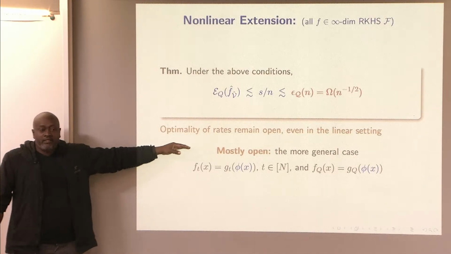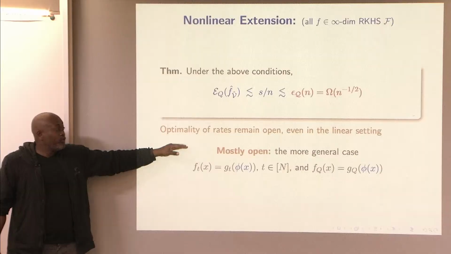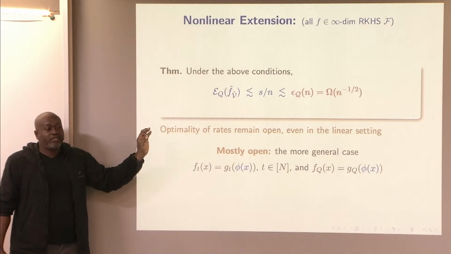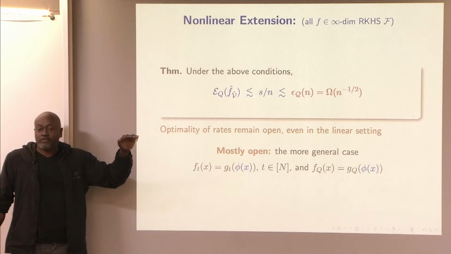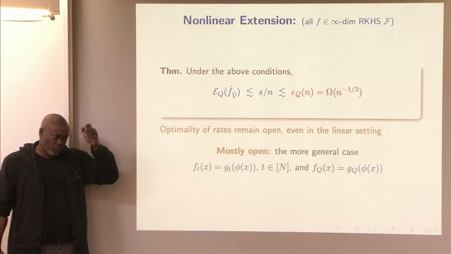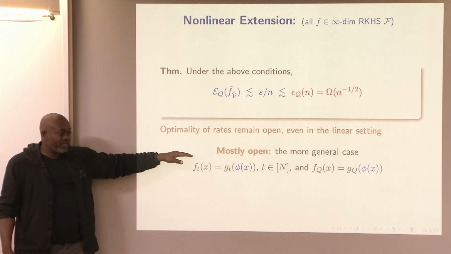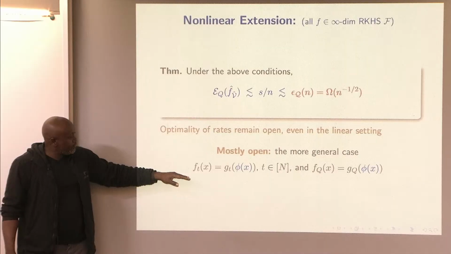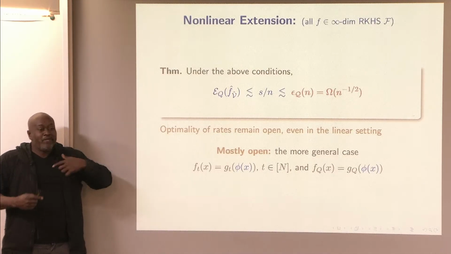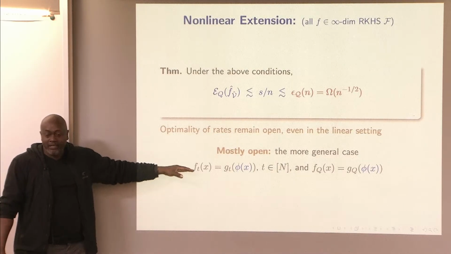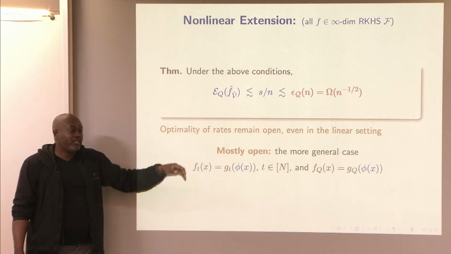Optimality of the rate remains open. We don't even know what the optimal rate is for the finite dimensional linear case. We're hoping that we should be able to get a sense of it soon. But when I say we, I don't mean me. The community does not know what the minimax rates are for even the linear case.